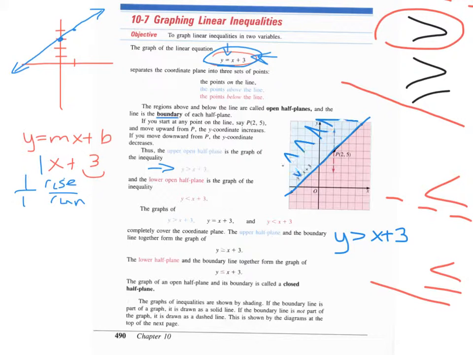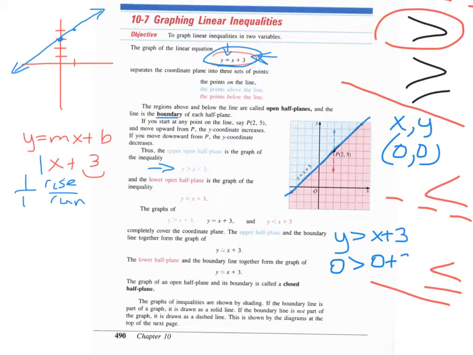Now, if I were to have chosen 0, 0, watch what happens. If I plug in the ordered pair 0, 0, this is x, this is y, is 0 greater than 0 plus 3, which is 3? Is that a true statement? No, it's not. So this tells me that the ordered pair 0, 0 would not be a solution for this, and the answer to my problem is this up top here, and you shade that side of it. So on your paper, this side, the red side, would be just blank.